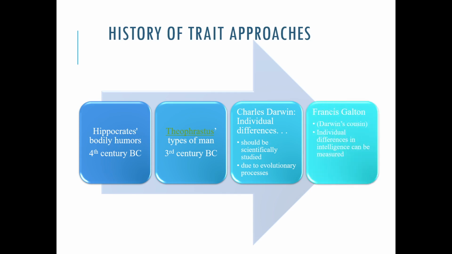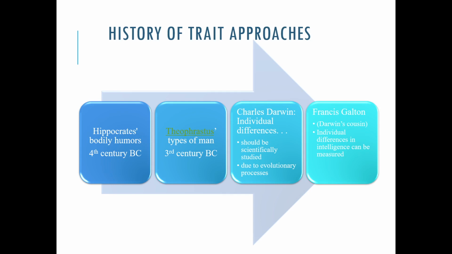And then Francis Galton, who we recall is Darwin's cousin, and again, he said that there are individual differences and they can be scientifically measured, but he, in his perspective, was really focusing on intelligence.